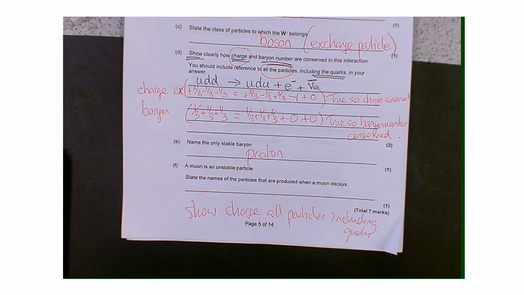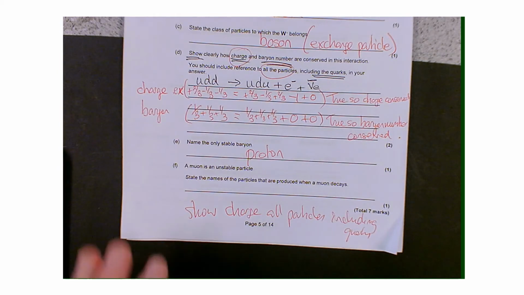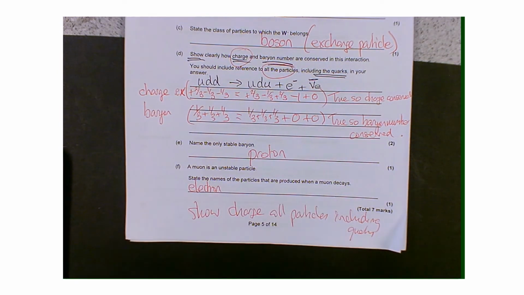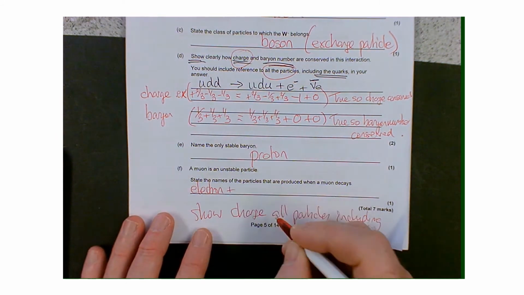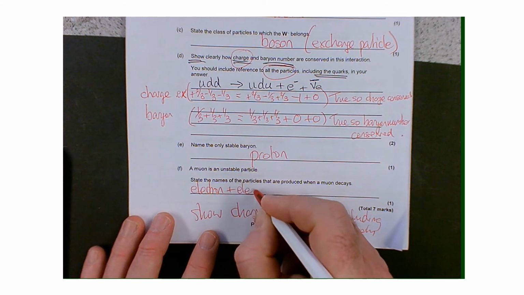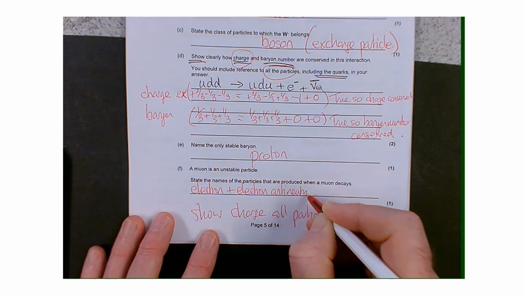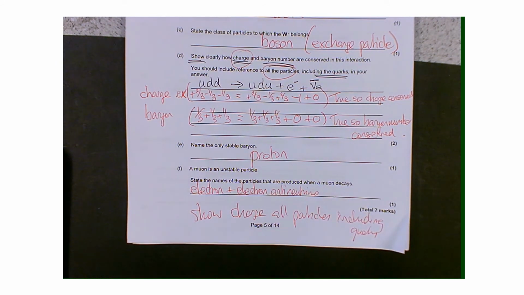State the names of the particles that are produced when a muon decays. So what is produced when a muon decays? Electrons, yeah, that's one. We get an electron. And if we get an electron, then what do we always get with it? Electron antineutrino. Okay, and anything else? Is that it? A muon neutrino.